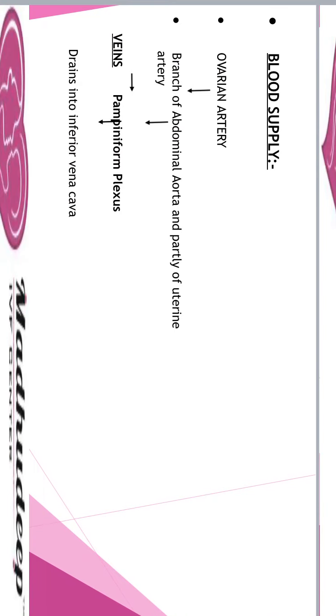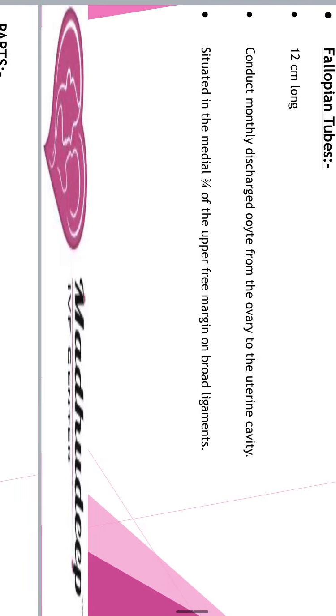Then blood supply. The ovarian artery is a branch of the abdominal aorta, meaning the main aorta, and partly of the uterine artery. For veins, there is a pampiniform plexus, which drains into the inferior vena cava.